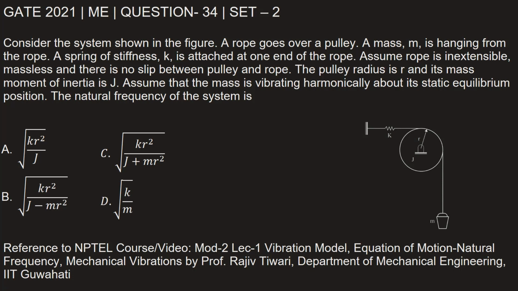This question is from GATE 2021 Mechanical Engineering Paper Set 2, question number 34. Consider the system shown in the figure. A rope goes over a pulley, a mass M is hanging from the rope. A spring of stiffness K is attached at one end of the rope. Assume rope is inextensible, massless, and there is no slip between the pulley and the rope.